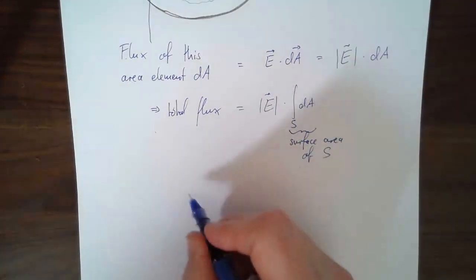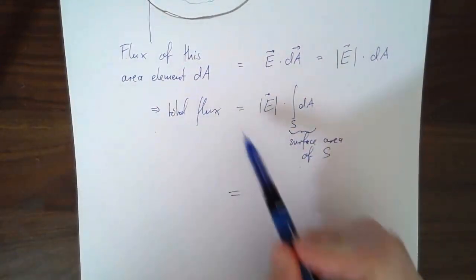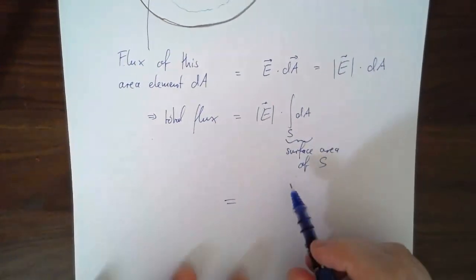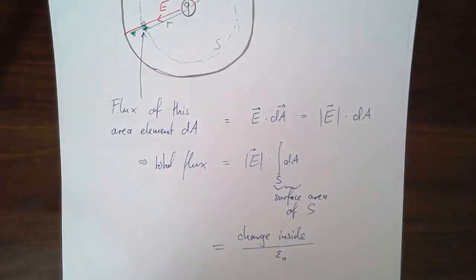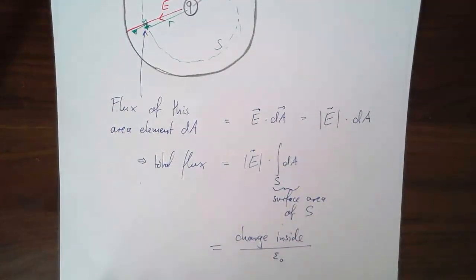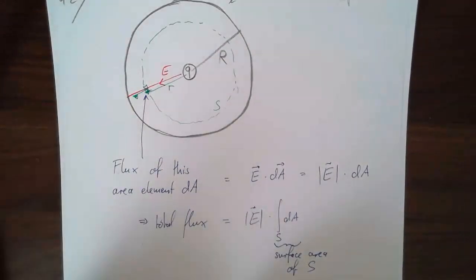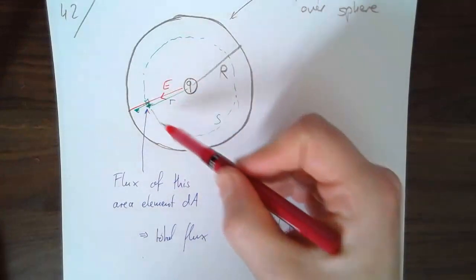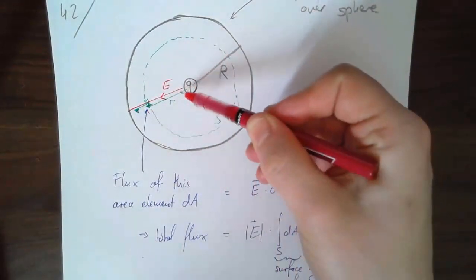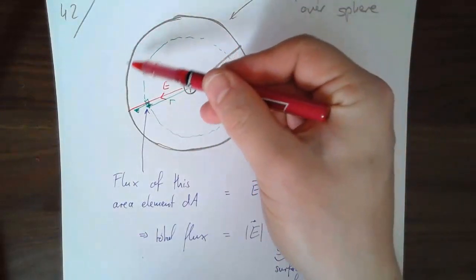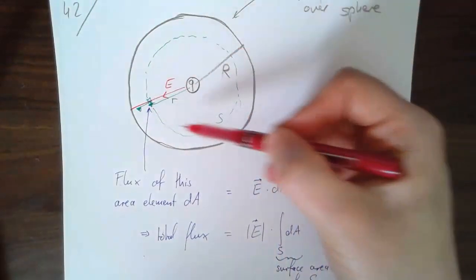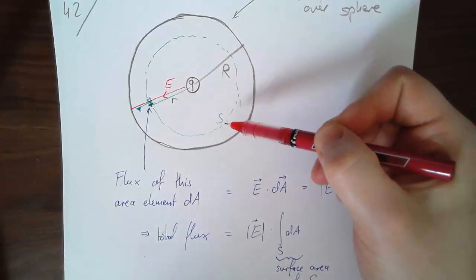But then Gauss's law says that the total flux is equal to the charge inside divided by epsilon naught, right? What's the charge inside? Inside what? Inside our Gaussian surface. The point charge in the middle is definitely inside. The shell around it is not inside, right?